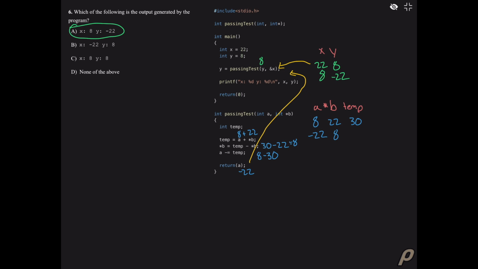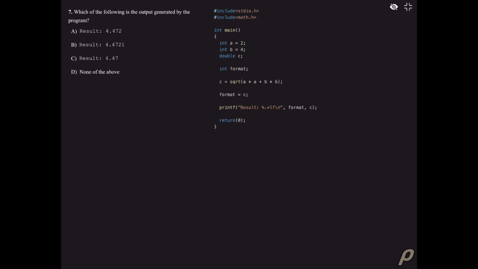Alright, so that was a little bit of a tricky one, as they had some pass by address in there. But hopefully as you start to practice pass by address some more, you'll get more familiarity with it. The most important thing to remember is that when you see this address of x and the star b, because this is keeping the address, anytime you update star b, that's also going to update x. So that's the most important thing to keep in mind as we're working through a pass by address type problem. So we'll move on to the next question now.